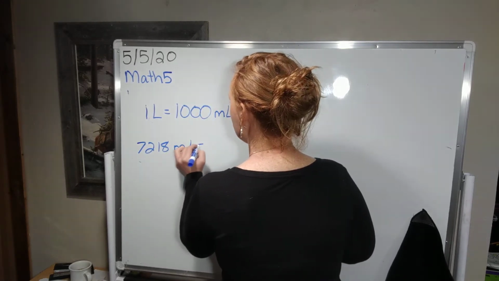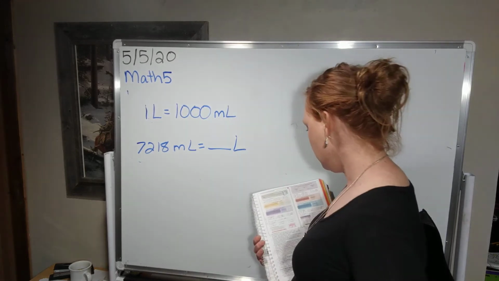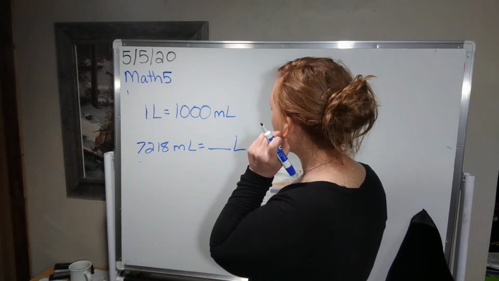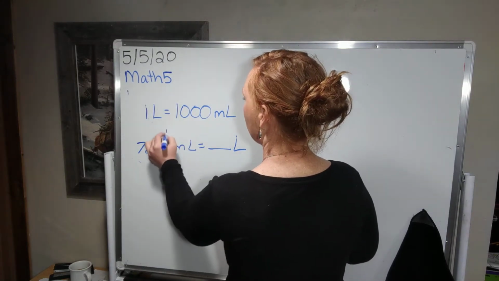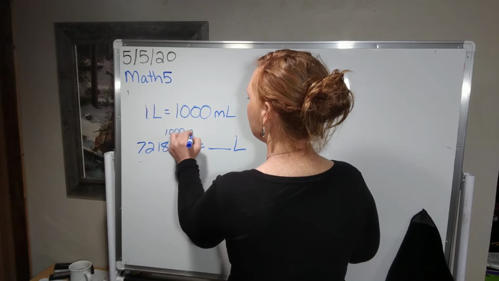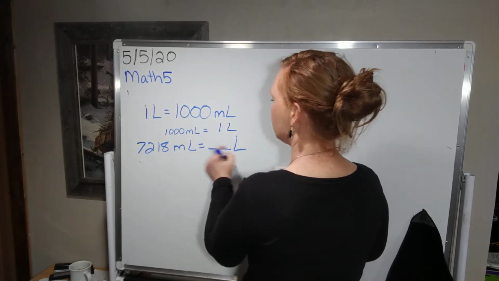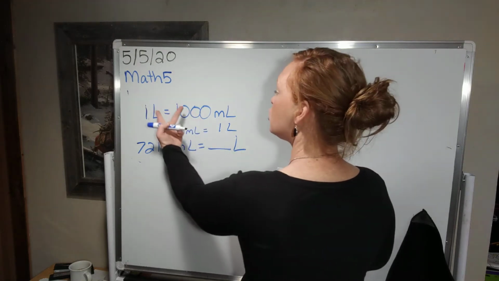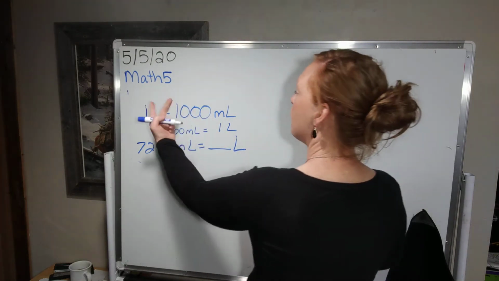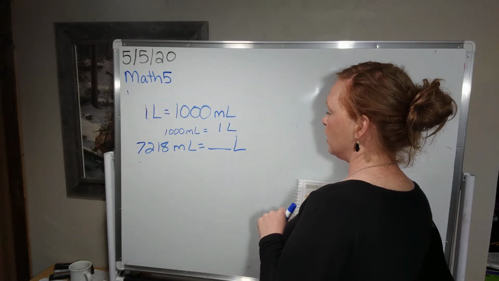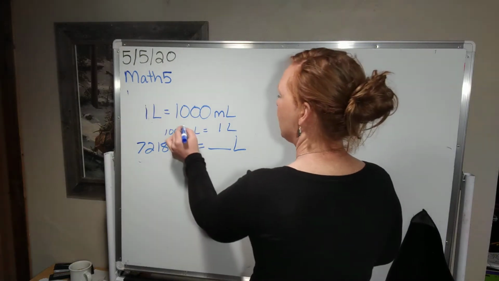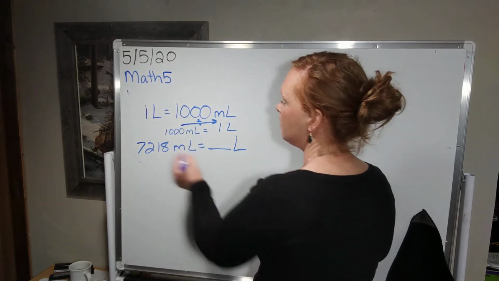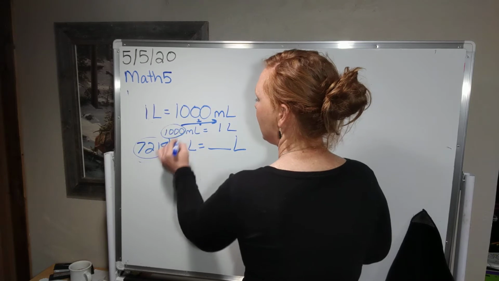Okay, but in the next problem, in the purple box, they give us 7,218 milliliters equals how many liters? So we have a different problem here, right? And if we do this, then we have to say that 1,000 milliliters equals 1 liter. Notice how I have my milliliters and my liters lined up. I had to flip this unit of conversion. So now my number is getting smaller, so I need to divide.